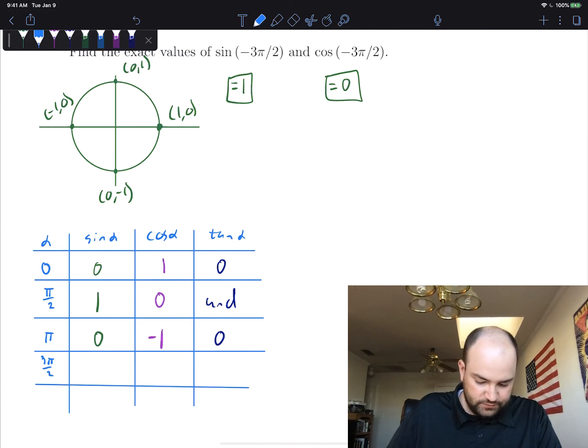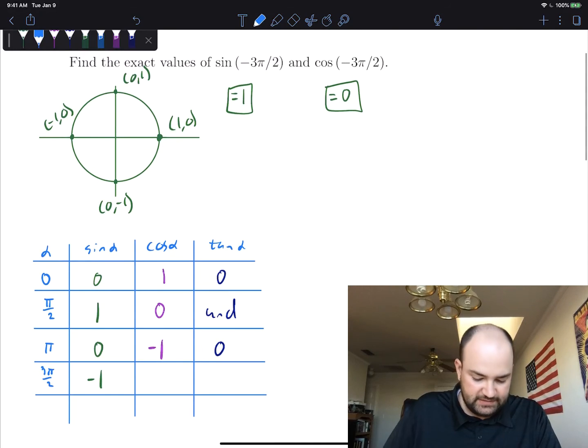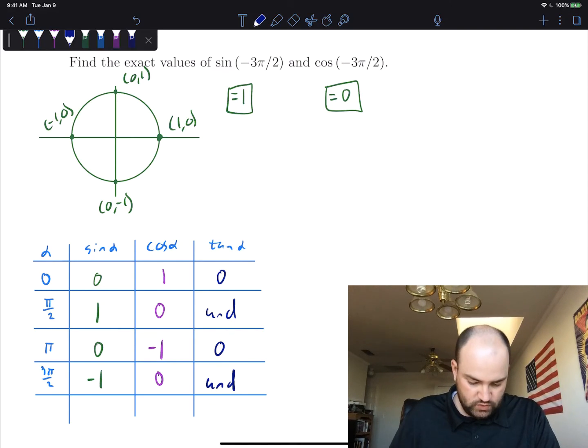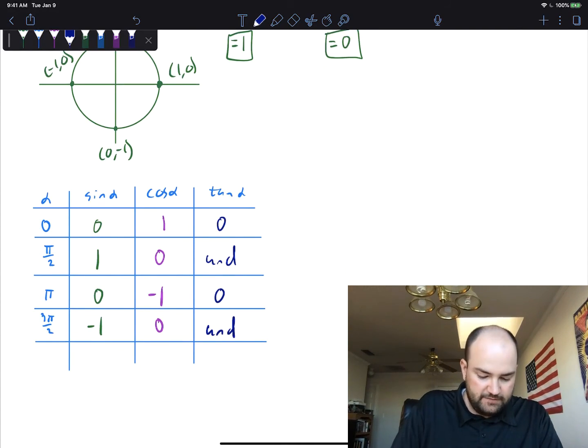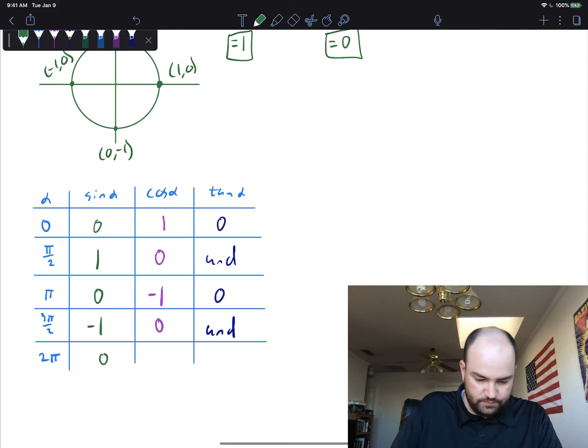Now for 3 pi over 2, the negative y direction. The y is negative 1. The x is 0. And the negative 1 divided by 0 would be undefined. Good. And for the last one of 2 pi, well, it's the same thing as 0, so we just repeat these. 0, 1, undefined.